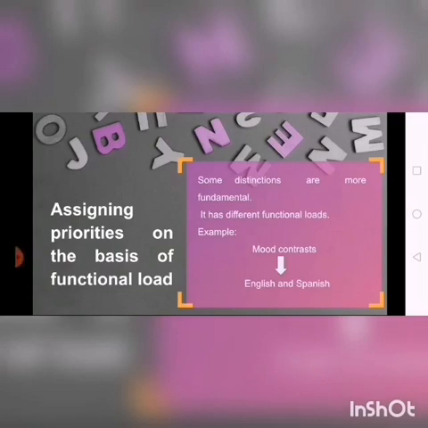Also, assigning priorities on the basis of the functional load. Some distinctions have a larger communicative weight than others, which means that sometimes they are more fundamental and even indispensable. So, what it means is that even though two different languages may share a distinction, they have different functional loads. For example, mood contrasts are possible in both languages, English and Spanish, but the functional load of the English subjunctive is vanishing. On the other hand, the Spanish subjunctive contrasts are sharp and cannot be avoided.